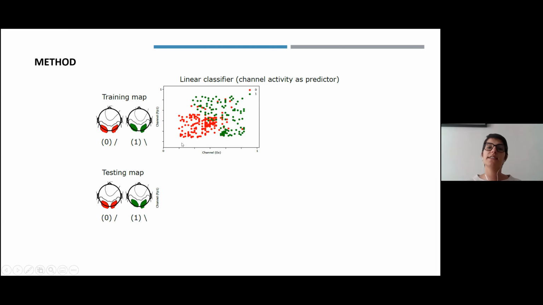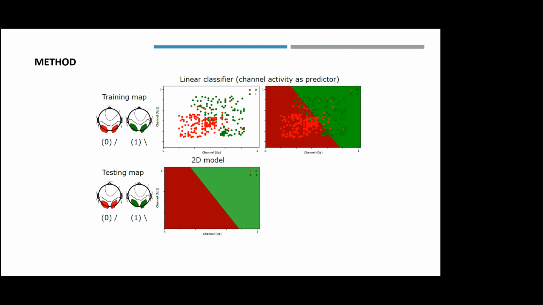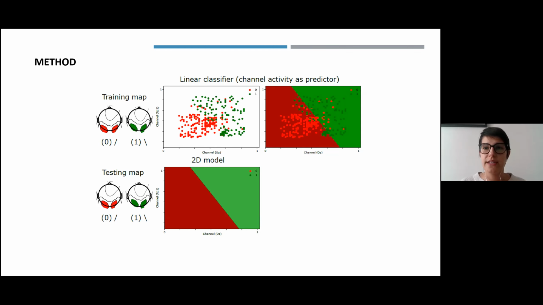And you can see that this activation in those electrodes is different depending on the label, depending on the orientation that you have. So you can try to separate them by just putting a linear model, like a line to divide them. And what you do next then is, let's see if this model can generalize to new trials that my classifier, my model, didn't see before.